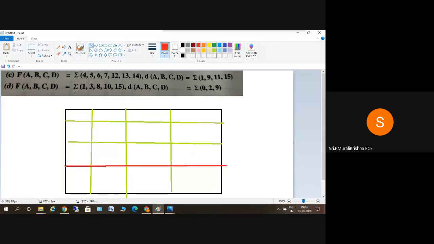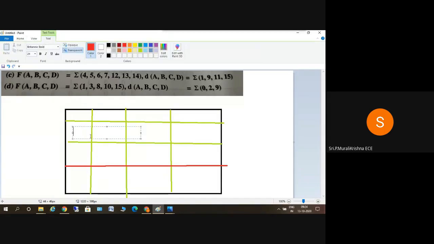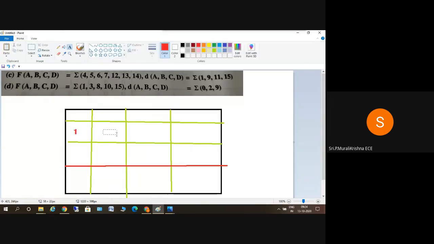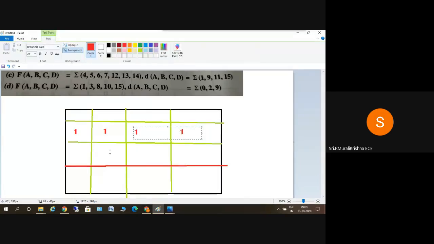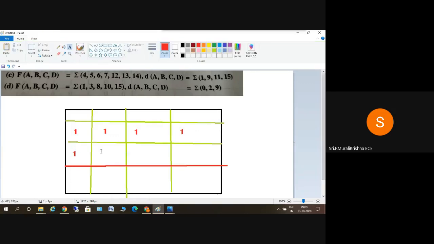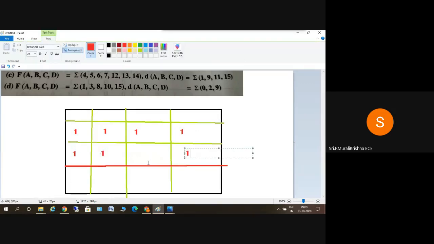Yeah. So what are the terms here? So 4, 5, 6, 7. So where is 4 here? This is 4. This is 5. And this is 6. And this is 7. And 12, 13, 14. So this is 12. This is 13. This is 14. And don't cares are 1, 9, 11, 15.